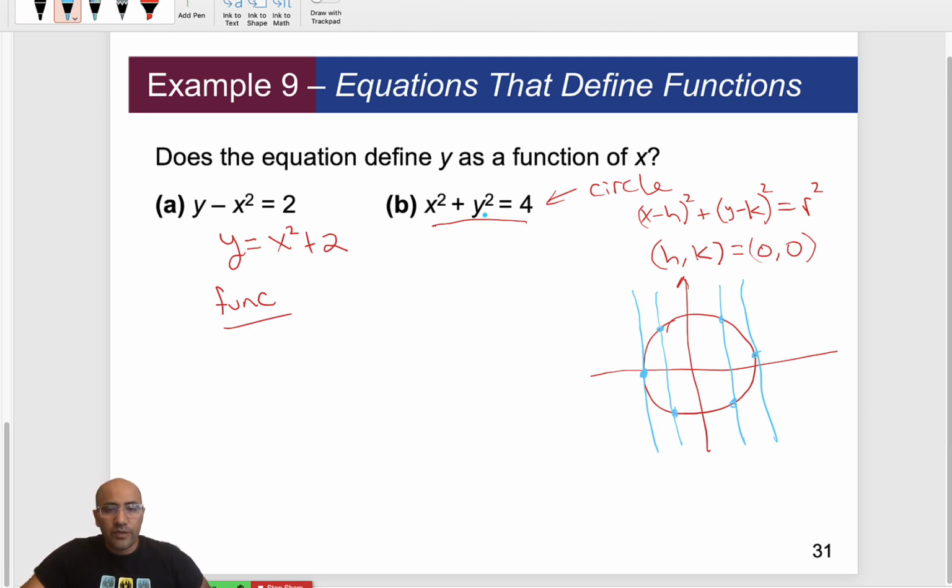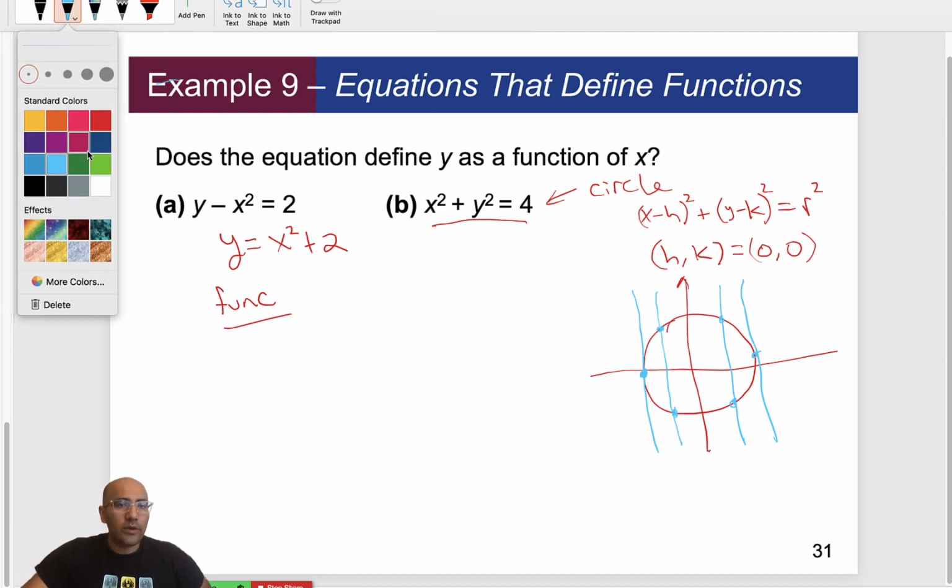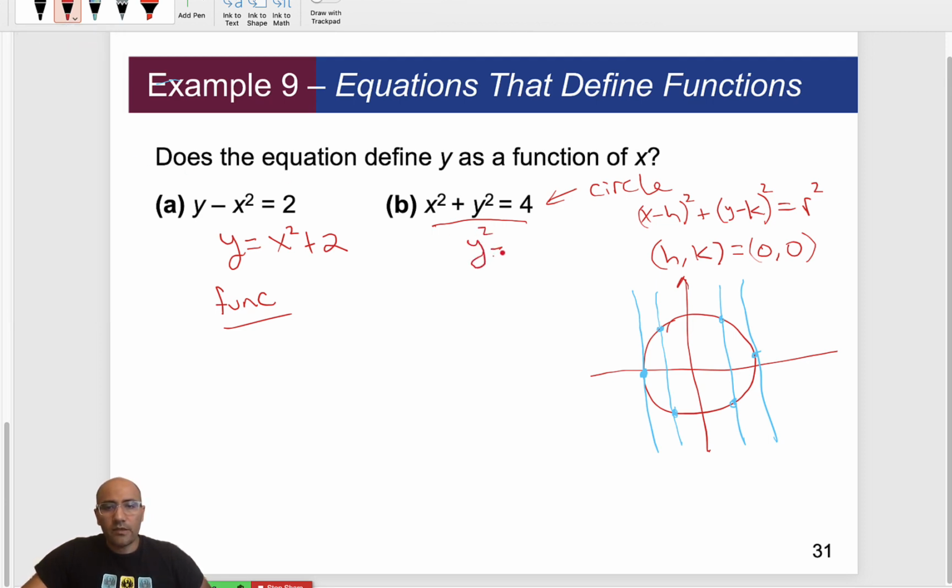Upon inspection, we can also tell that as I solve this, I'm going to end up with something of y squared format. I'll end up with y squared equals 4 minus x squared. And then as I solve for y, I'm going to end up having to take the square root of 4 minus x squared. Again, I get a plus and a minus. There's going to be two solutions. One input is going to result in two outputs. Therefore, I know that this is not a function.